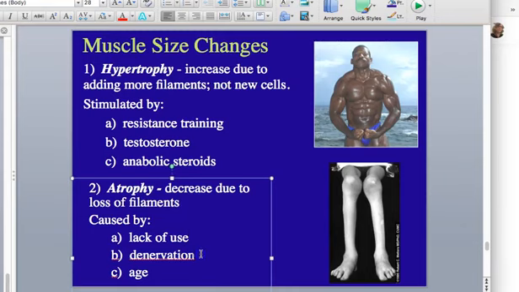This can happen through denervation. So that's the loss of nerves, because remember, these muscles need to be activated by nerves. Or it can just happen with age. Over time our muscles don't respond as much. We start to lose muscle mass.